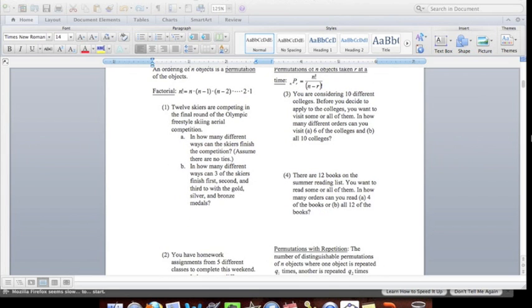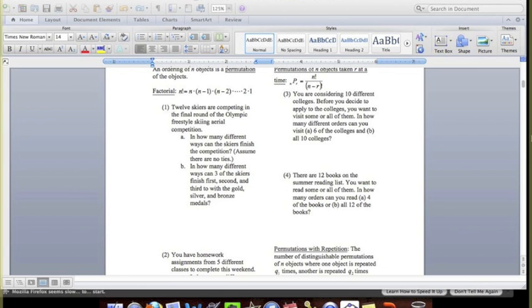In the next example, you're considering 10 different colleges. Before you decide to apply, you want to visit some or all of them. Because when you apply, a lot of times you have to write an essay, which is a little bit of a pain, and often there's an application fee. So before deciding whether you really want to go through this application, you might want to at least see, is this a school I might be interested in? So part A says, how many different orders could you visit 6 of the colleges?